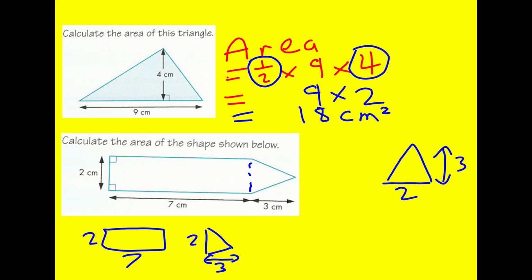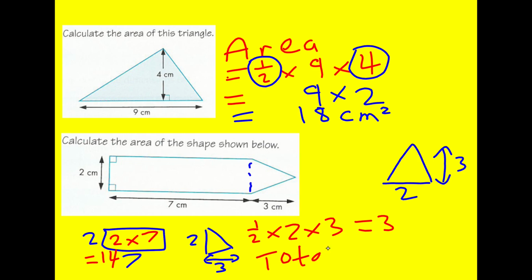Let's just say that. For the rectangle, the area is going to be 2 times 7 because it's base times height, and that's going to be 14. And then for the triangle, it's going to be a half times base 2 times 3. And this time I'm going to do a half of 2 because I know what that is. Half of 2 is just 1, and so I'm going to get 1 times 3, which is 3. And the total area is then going to be 14 plus 3. It's going to be 17 centimeters squared.